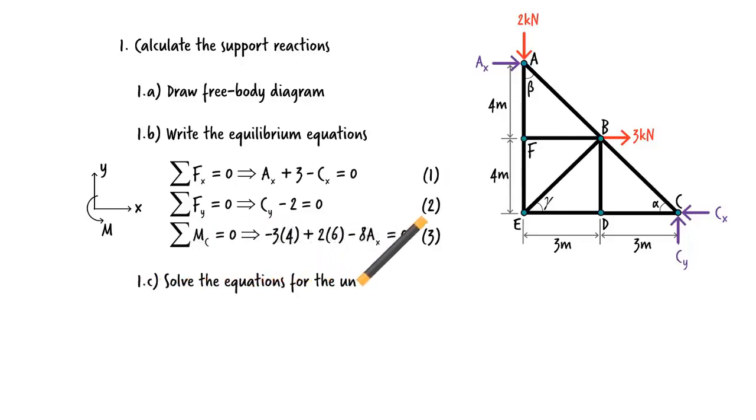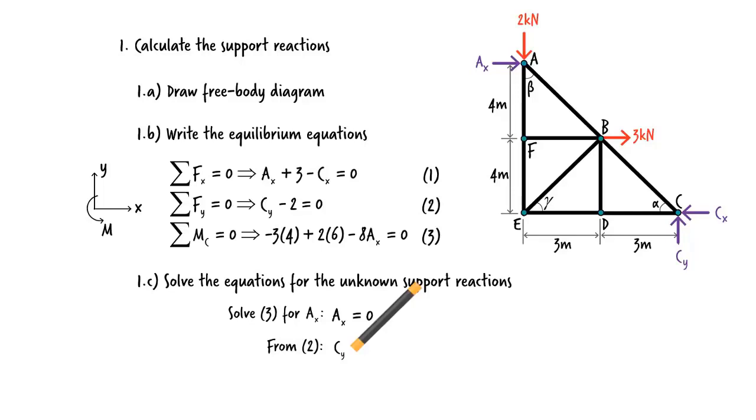Let's solve these equations for the unknown reaction forces. From equation 3, we get, solving equation 2 for Cy, we get, then we can use equation 1 to determine Cx. Now that we have the support reactions, we can use the truss joints to calculate the member forces.